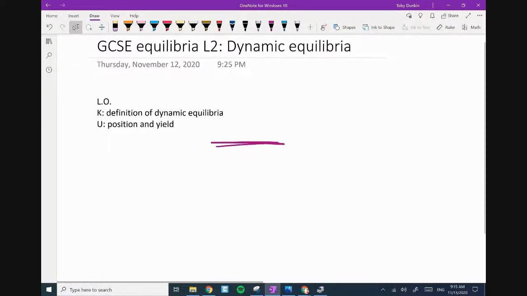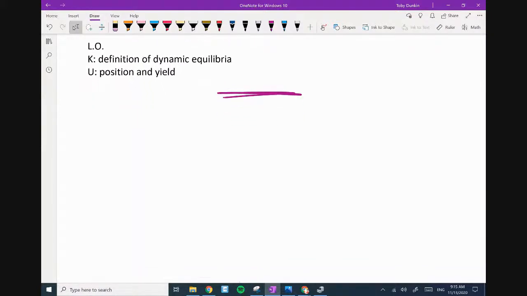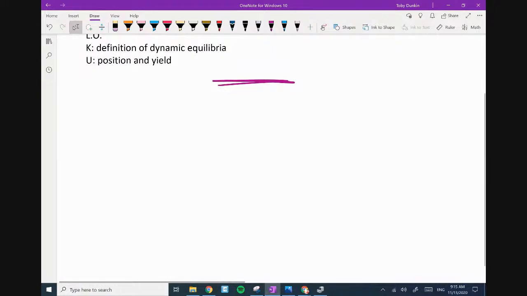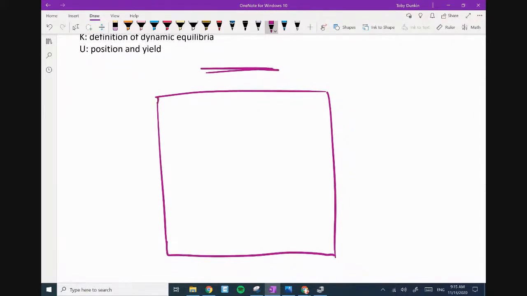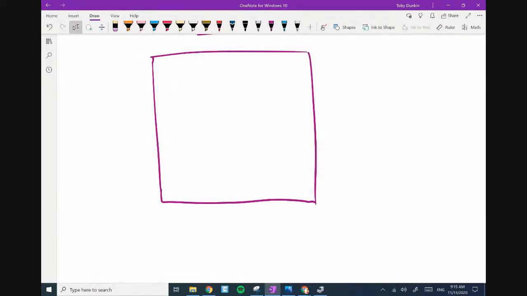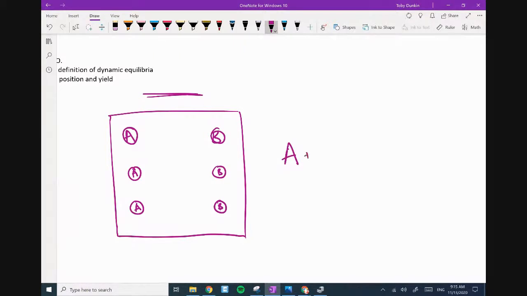So the first thing is the definition of a dynamic equilibrium. As of last lesson, we need a closed system, so I need to create a box. In that box I'm going to put in some reactants: particles A and particles B. Let's put in 3 A's and 3 B's. Now my equation becomes A plus B, a reversible reaction, going to AB.